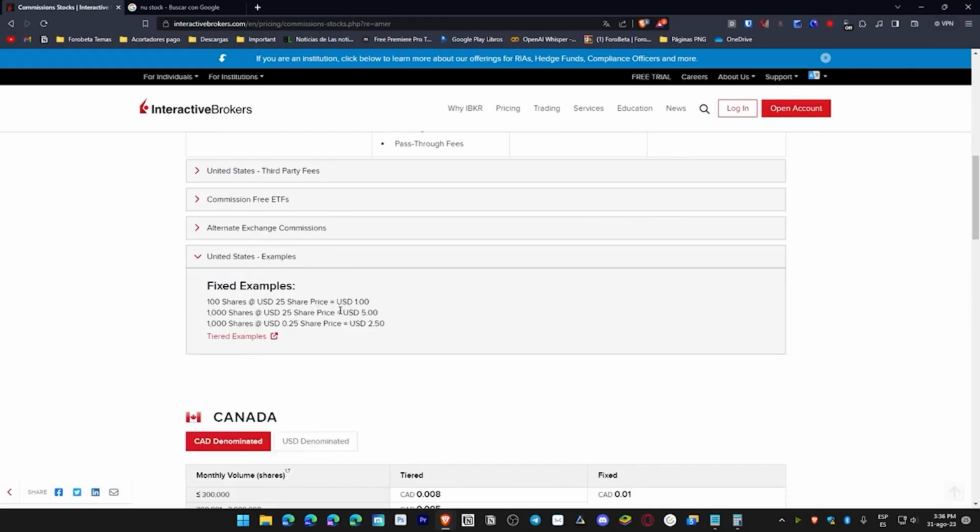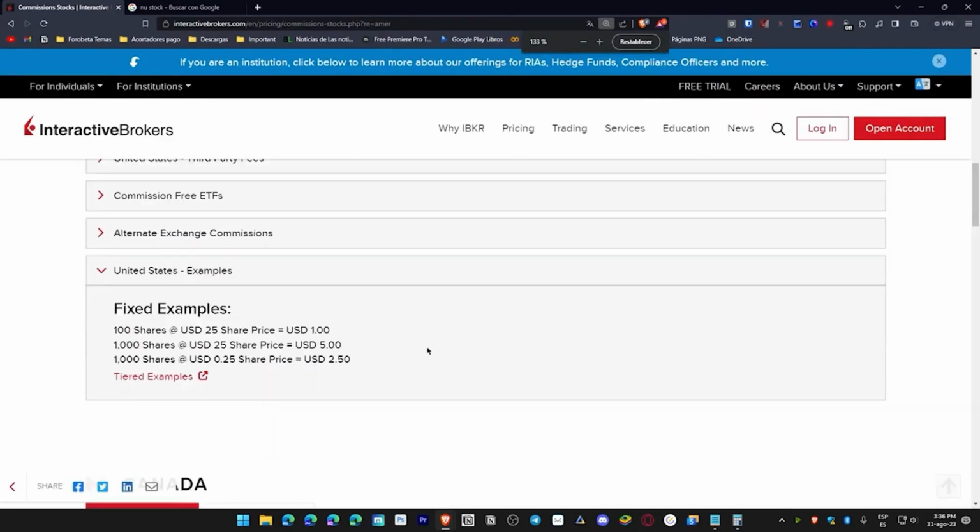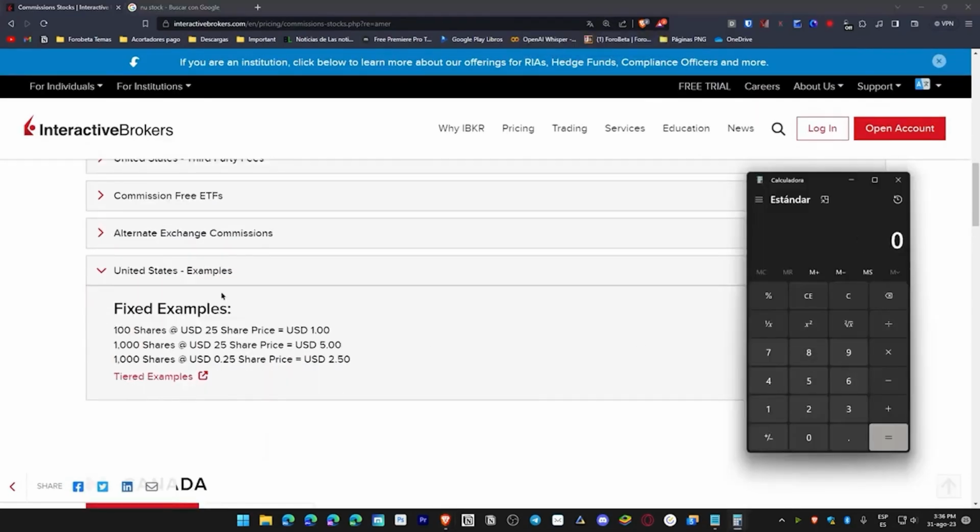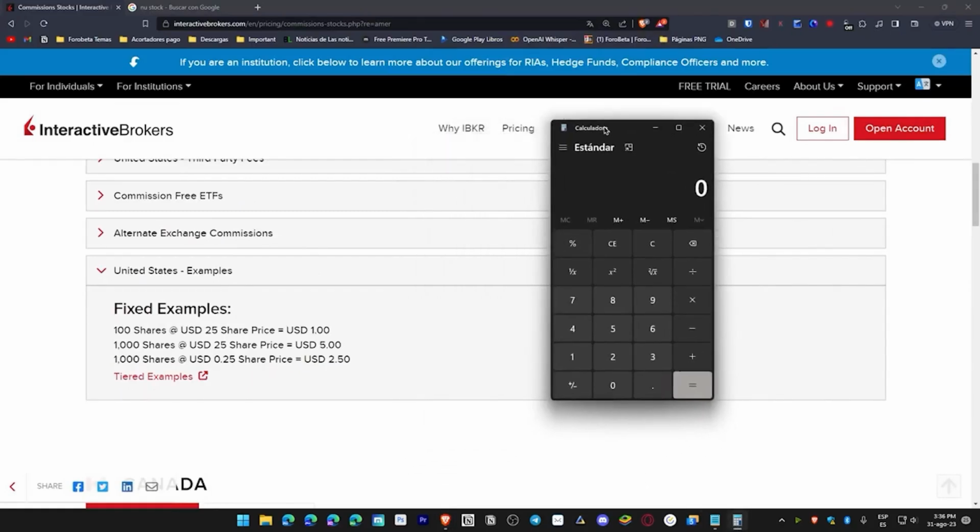When we come here, we can fully understand everything because it tells us here, let's go from the bottom up. If you've already understood, I invite you to pause the video and do the calculation based on what you've learned to see if you get exactly the same result as what's shown here. Because it tells us that if we buy 1,000 shares at 0.25, the commission would be 2.50. So do the calculation, pause the video, and if you get 2.50, that means you've learned and understood it. But anyway, in this case, we're going to do it ourselves.